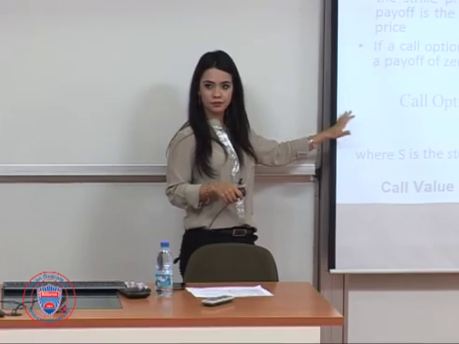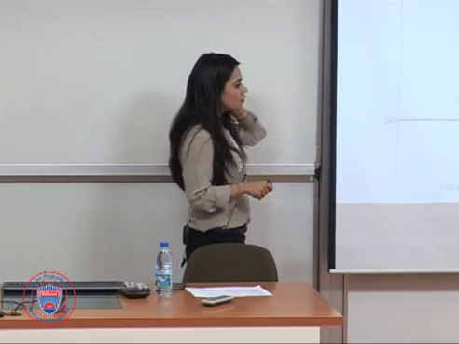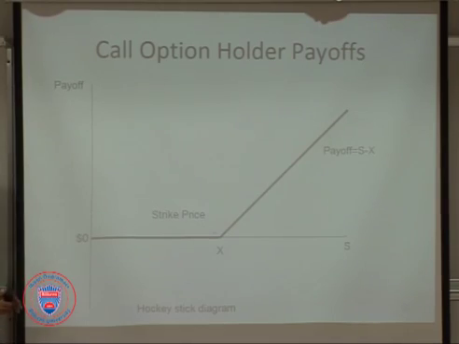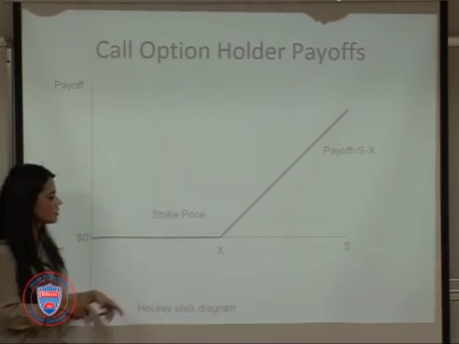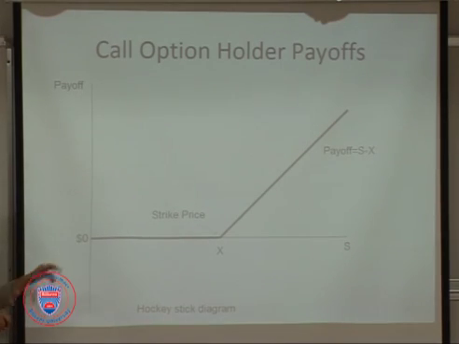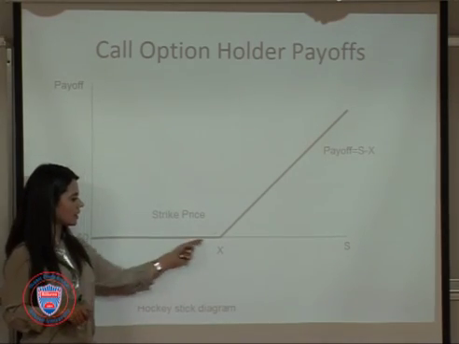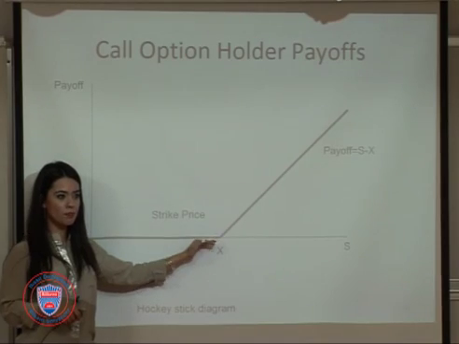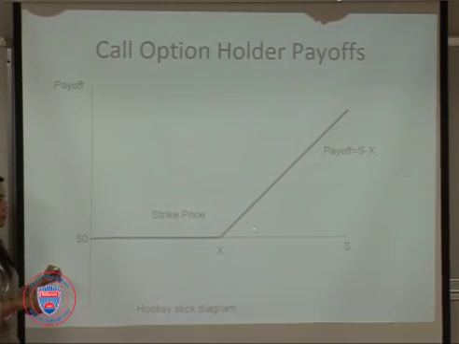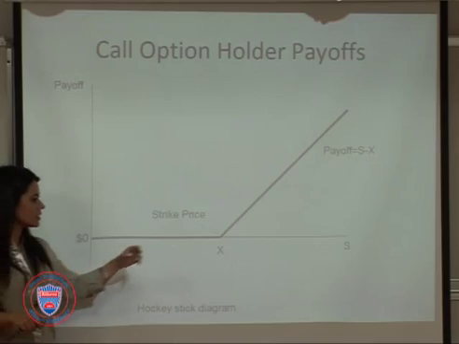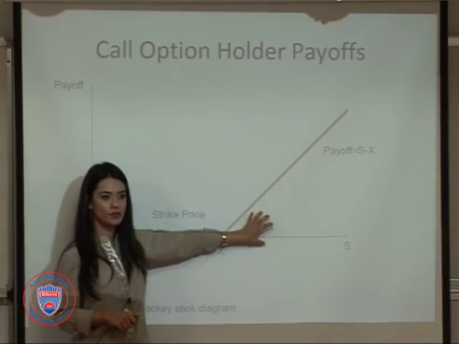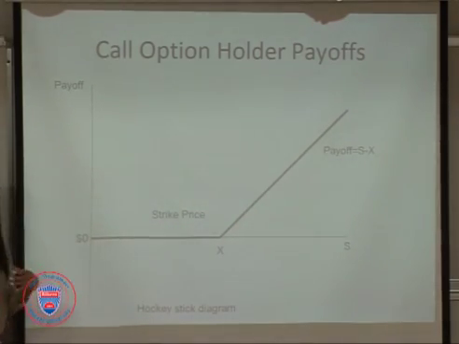Is this clear? Okay. So if you want to see it in a diagram, I'm going to show you lots of diagrams today. This is called hockey stick diagram. Here, X is the strike price, and S is the stock price. So whenever stock price is less than the exercise price, the payoff will be 0. And whenever stock price is higher than the strike price, the difference between the price and the strike price will give you the payoff for the call option holder.